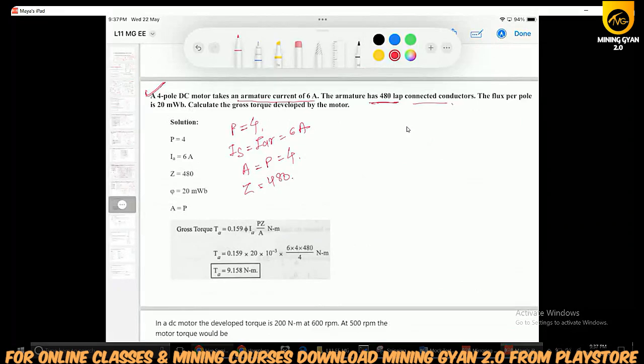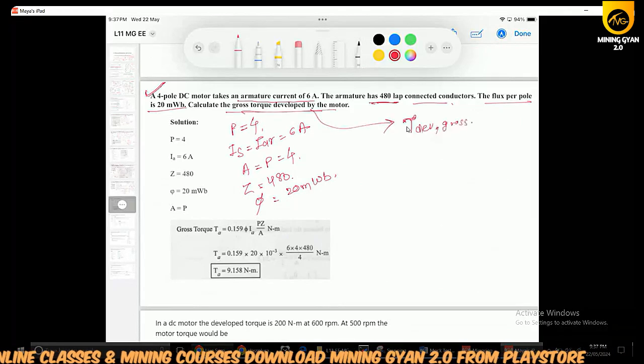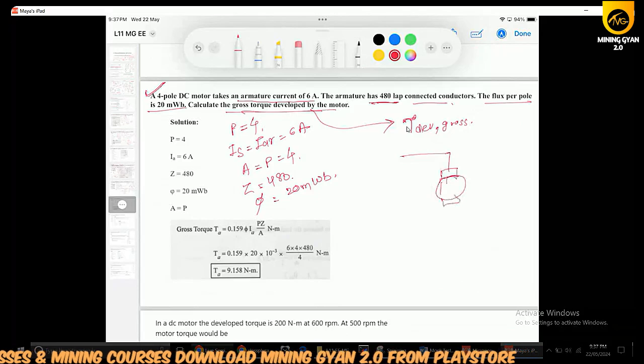Then the flux per pole is 20 milliweber. Then we have to calculate the gross torque developed. This is the torque developed.